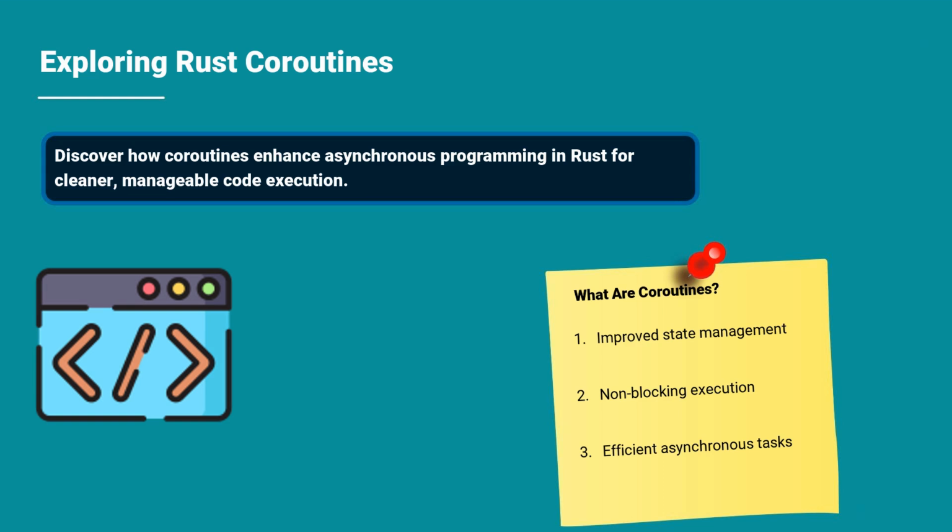First, let's clarify what a coroutine is. At its core, a coroutine is a special type of function that can pause its execution and yield control back to the caller, allowing other code to run in the meantime. This is particularly useful in asynchronous programming, where we want to avoid blocking the main thread while waiting for tasks like I/O operations to complete. With Rust's native support for async programming through the Future trait, coroutines can aid in writing cleaner, more effective non-blocking code. Now let's take a look at a simple coroutine definition in Rust.